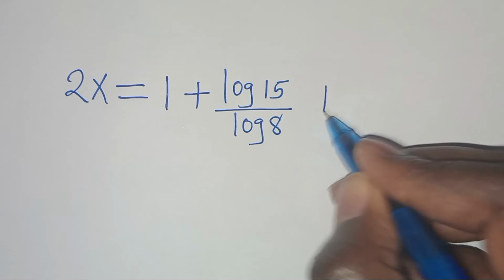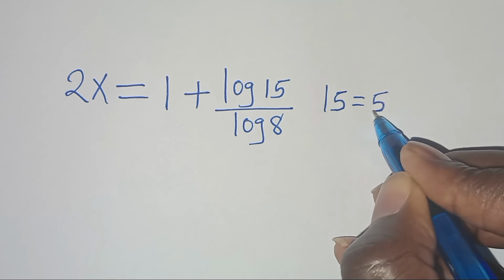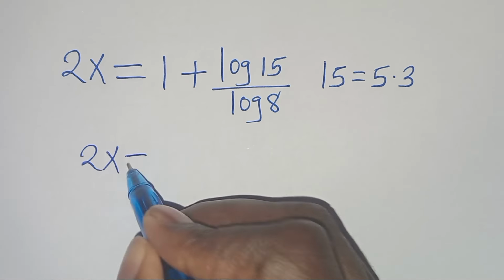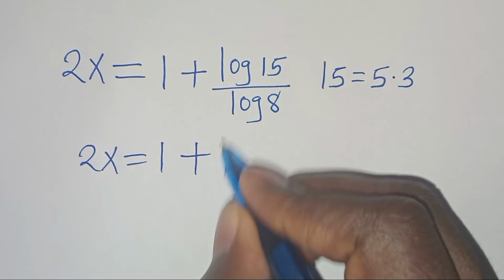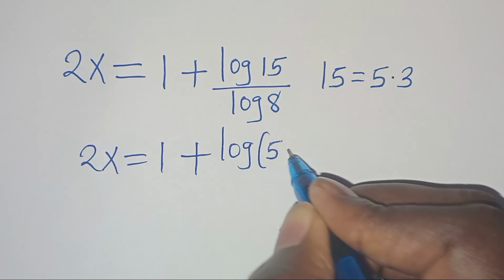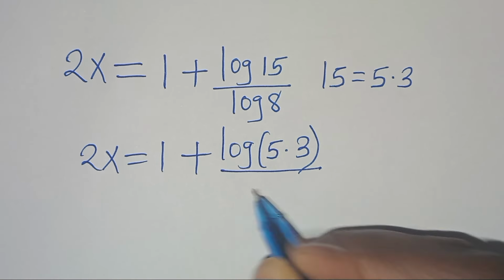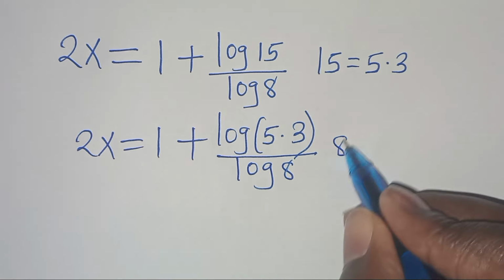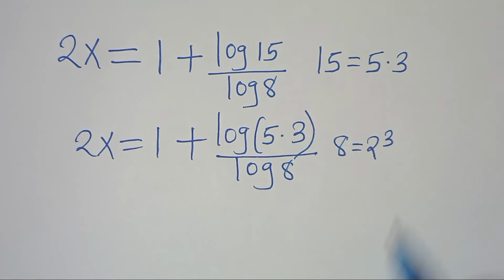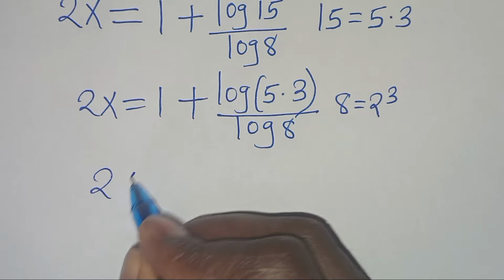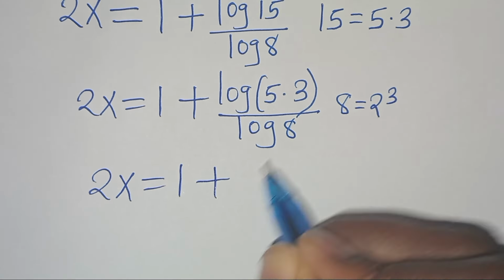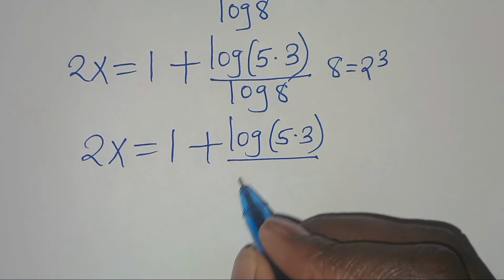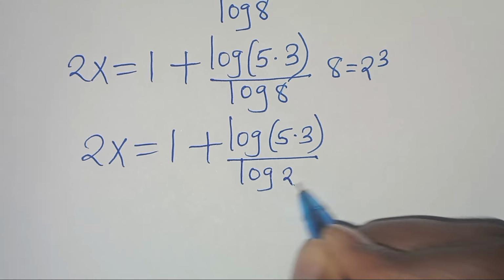Now we can express 15. This is the same thing as 5 multiplied by 3. So we have 2x. This is equal to 1 plus, now this is log 5 multiplied by 3, everything here divided by log 8, of which you can express 8 as 2 to the power of 3. So this is 2x. This is equal to 1 plus, this is log 5 multiplied by 3 divided by log 2 to the power of 3.